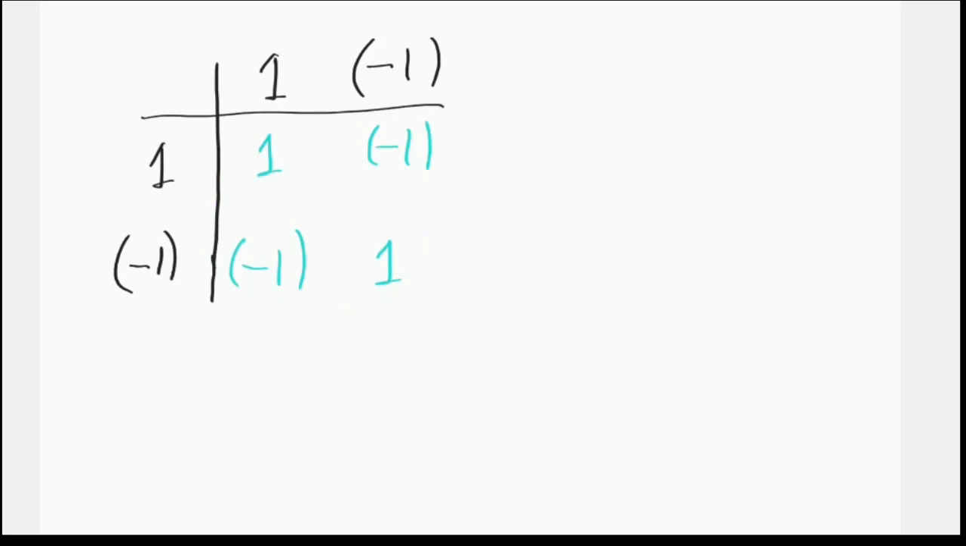Instead of calling this binary operation times, I want to call it dot. And instead of calling this element 1 here, I want to call it I, because it acts like an identity element. And so now we're looking at things this way. I'll give you the definition of a set-based monoid.